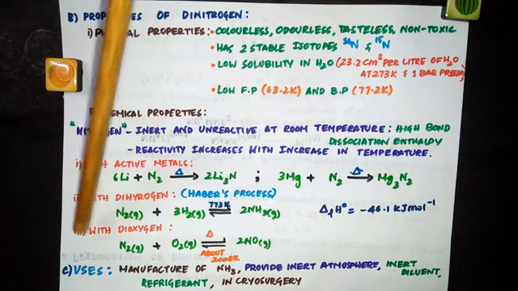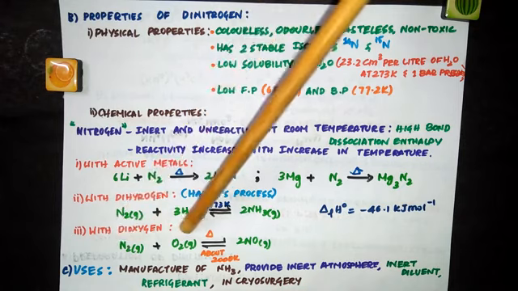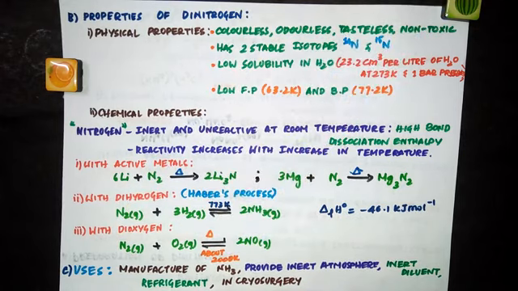And now reaction of nitrogen with oxygen. Nitrogen reacts with oxygen at about 2000 Kelvin temperature to give you 2NO, which is nitric oxide. So we have seen the chemical properties of nitrogen, where it reacts with active metals, with dihydrogen and with dioxygen. So all this takes place not at room temperature, because nitrogen is inert and unreactive at room temperature because of its high bond dissociation enthalpy.